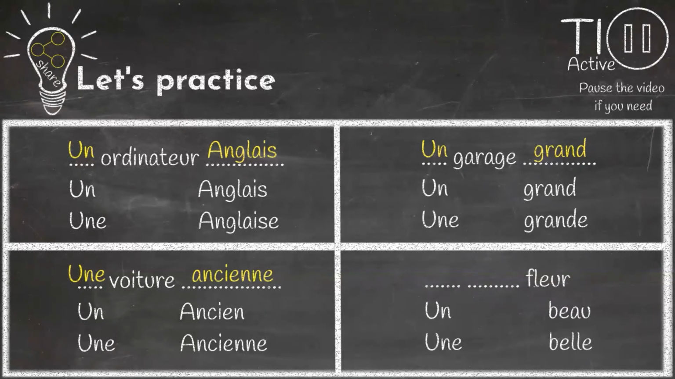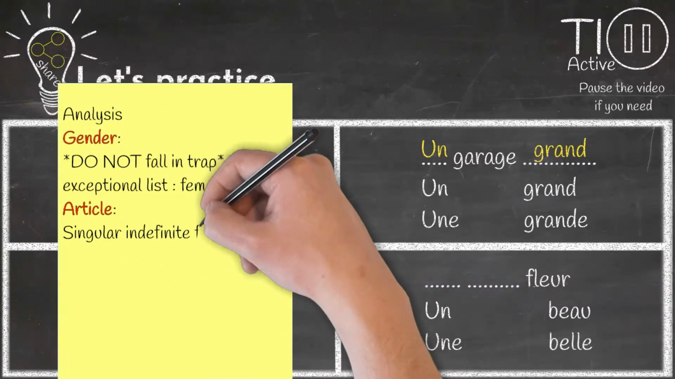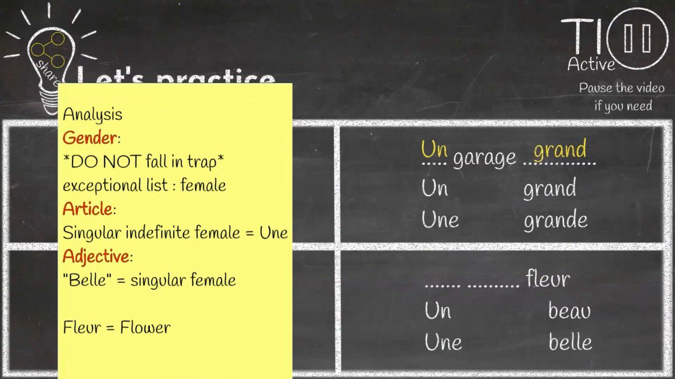So this noun doesn't finish in E, so probably it's a male noun, right? But hey, do you remember the list of exceptions? This word means flower, and one of the best ways to make ladies happy is to give them flowers, right? So this word, although it seems to be a male noun, is actually a female one, and we need to choose the female article and the female adjective.